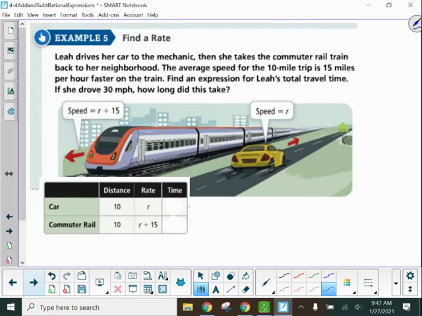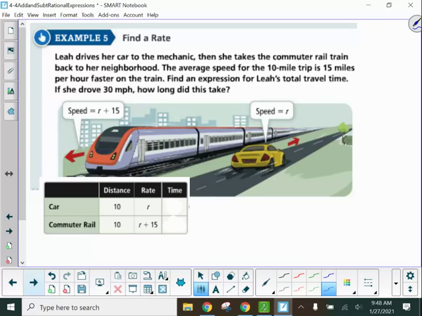The next one that we're going to look at is a word problem. And these sometimes appear on standardized tests, so I wanted to make sure that I went through and did this type of problem. So we have Leah drives her car to the mechanic. She takes the commuter rail train back to her neighborhood. The average speed for the 10-mile trip is 15 miles per hour faster on the train. Find an expression for Leah's total travel time. And then it says if she drove 30 miles per hour, how long did this take?